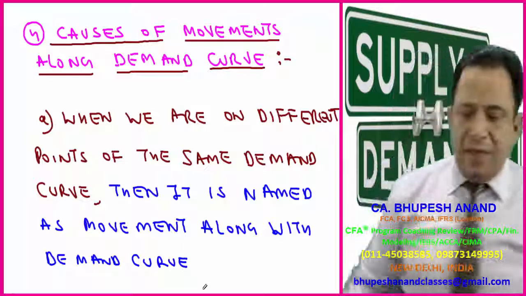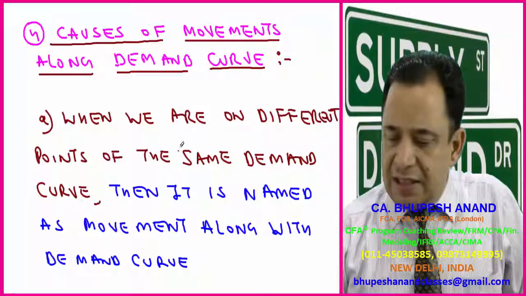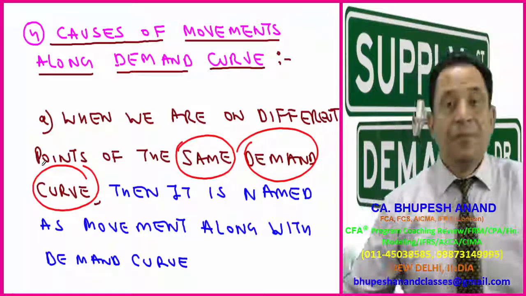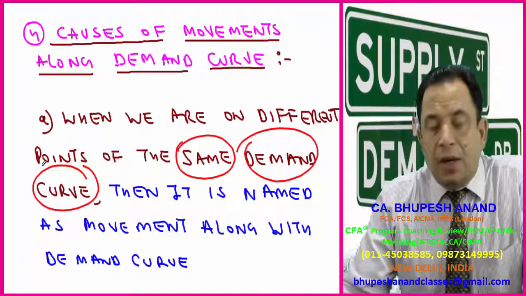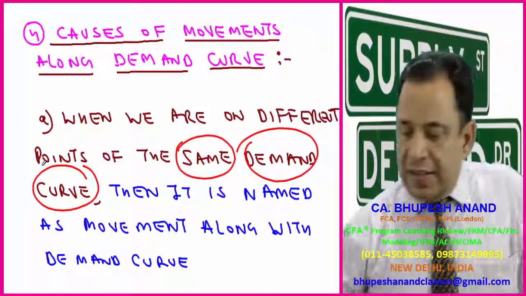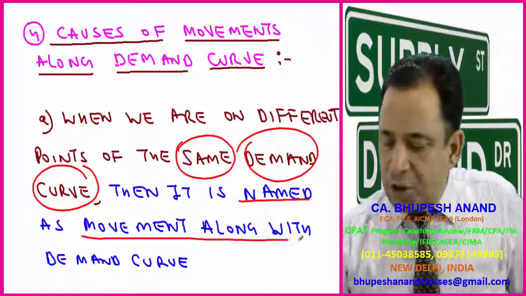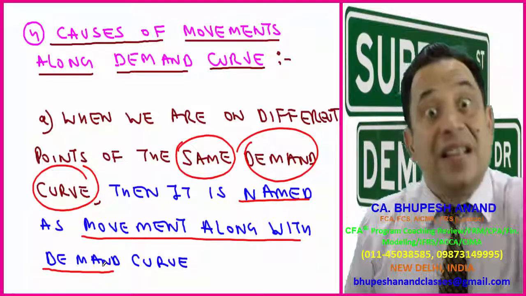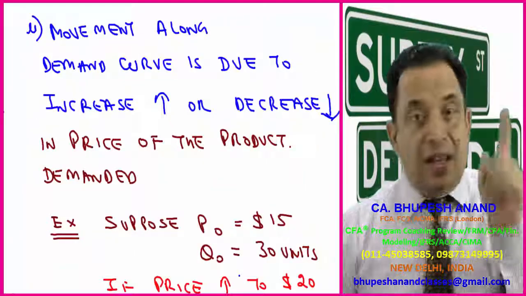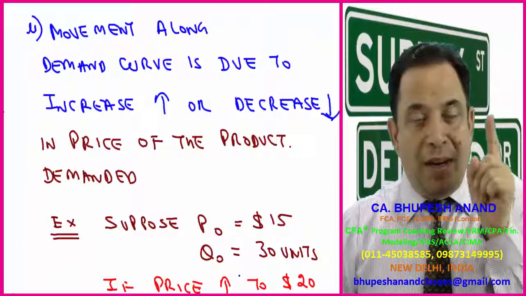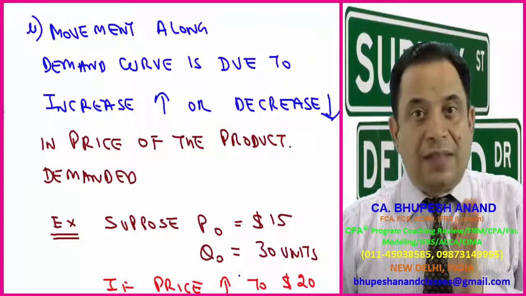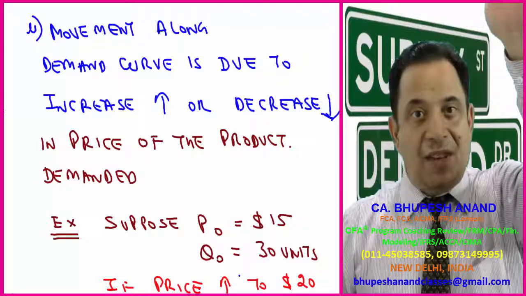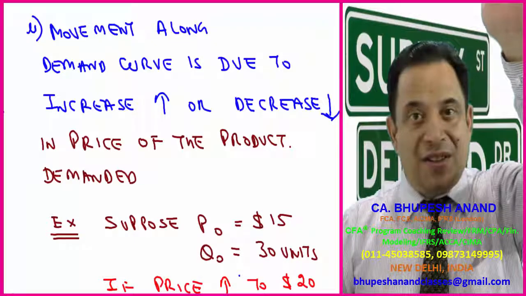A point. When we are on the different points of the same demand curve, these are the important words. When we are on the different points of the same demand curve, then it is named as movement along the demand curve. Now, what are the reasons for that? There can be only one reason. When there is a movement along the demand curve, when the price of that product increases, and we know that there is a negative relationship between quantity demanded and price increase.